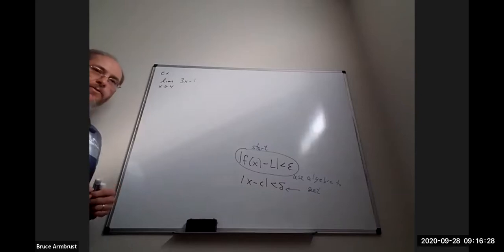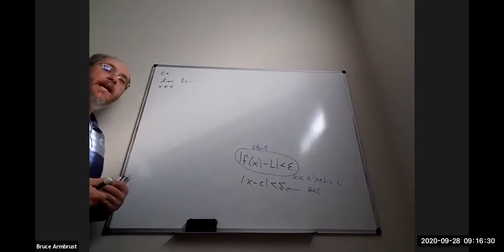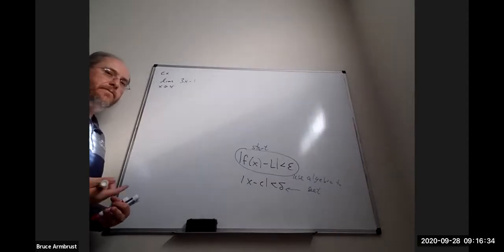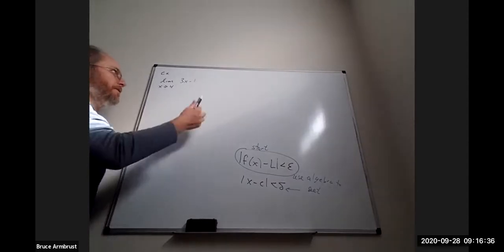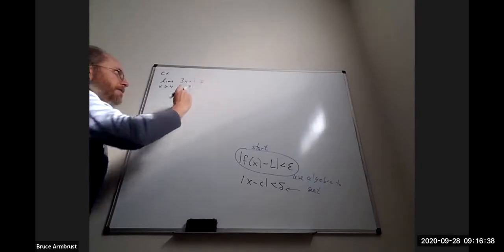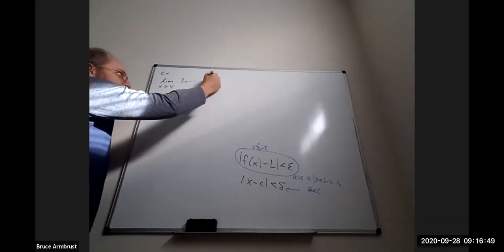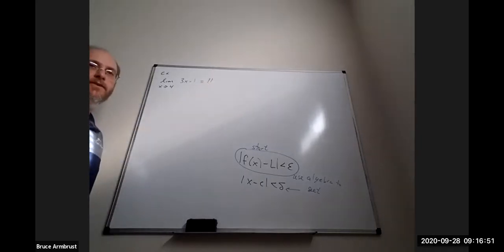So what we're going to do is find the limit, and then prove that limit exists. Okay, first things first, what's the limit as x goes to 4 of 3x minus 1? All right, good, Mariel, thank you. It's 11, right? Let's plug it in. 3 times 4 is 12. 12 minus 1 is 11.